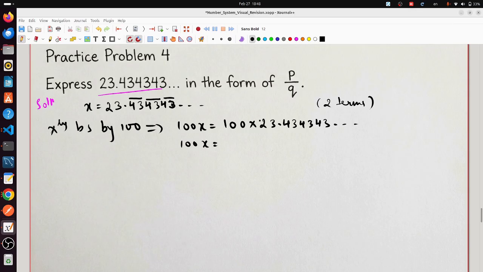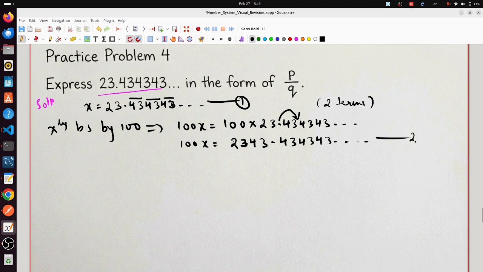What will we further simplify? Now we get 100 means this decimal will shift here, right? 2343.4343 dot dot dot. This is correct, right? Now this we will take as equation number 1, this we will take as equation number 2. Basically, for equation 1 and equation 2, we need to make the decimal parts the same, and whatever number comes, that we need to concentrate on.